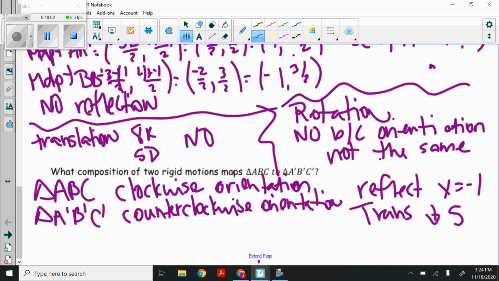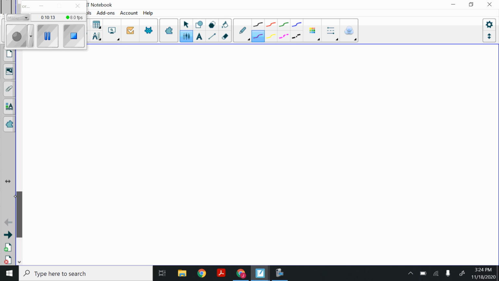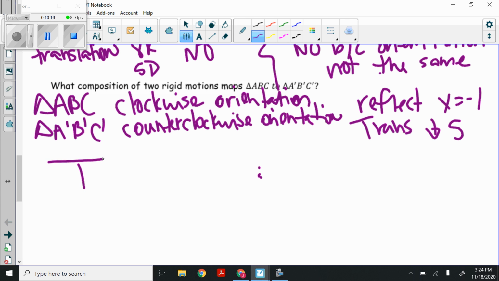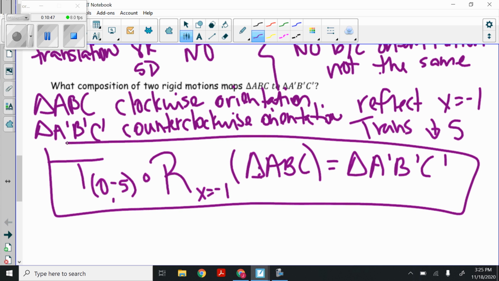So the composition, remember that we write our compositions where the first one that we write down is the last translation that we did. So the last thing that we did was our translation. So capital T for translation. We didn't go any left or right, so that's 0. We went down 5, -5, close our parentheses. Open dot for composition. Then we did a reflection, capital R. The subscript is what we reflected about, which was the line x equals -1. Parentheses, what did we move? Triangle ABC equals, what did we get? Triangle A prime, B prime, C prime. So that is the composition of the two rigid motions that would have mapped triangle ABC to triangle A prime, B prime, C prime.